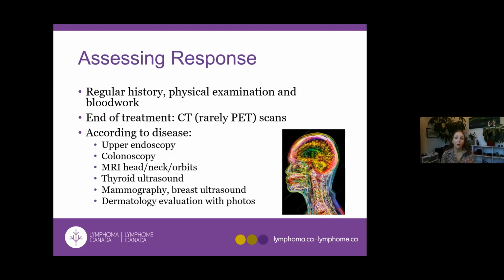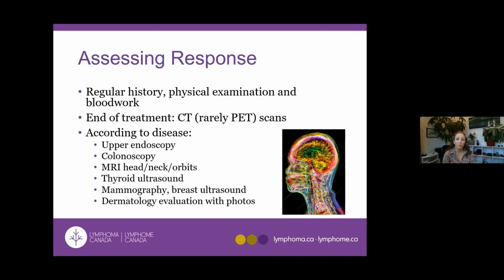So when we've completed this frontline therapy and we're assessing response and doing follow-up, at the end of treatment we are frequently doing CT scans, making sure that the disease is all gone, or seeing if they have a partial remission or complete remission. Rarely we'll use PET scans at this point. We'd be seeing patients and doing regular history, physical exam, and blood work. We're frequently seeing people initially every 3 months, and then every 6 to 12 months if they're stable for several years. And there's a lot of variety with marginal zone lymphoma.